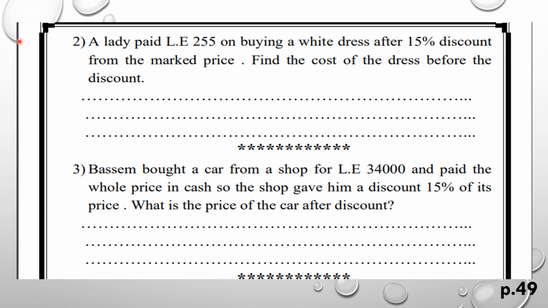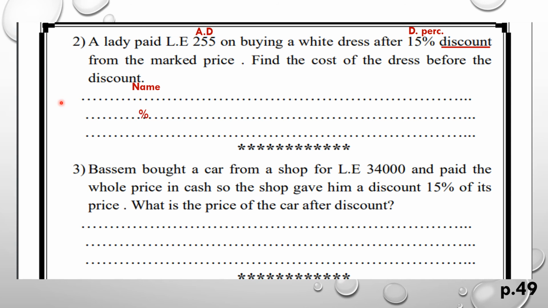Page 49. Number 2. A lady paid LE 255 on buying a white dress after 15% discount from the market price. Find the cost of the dress before the discount. We want to find the price before the discount, so here we have the price after discount, and this 15% represents the discount percentage. And this is our keyword, which is discount.